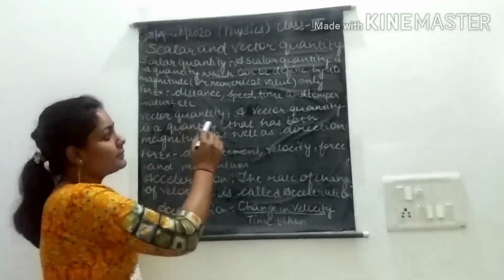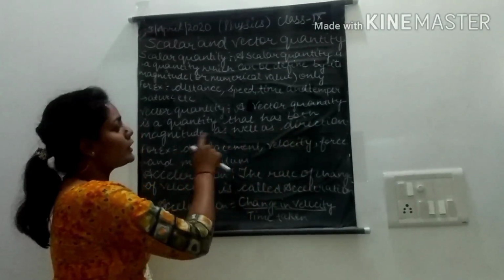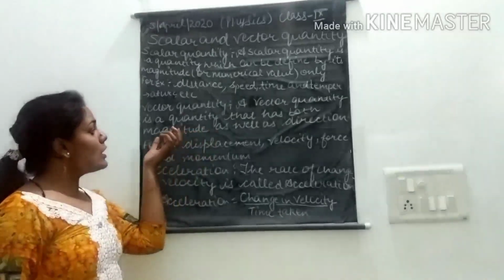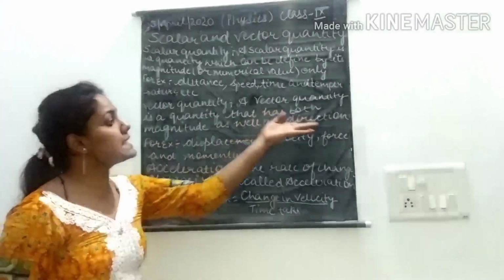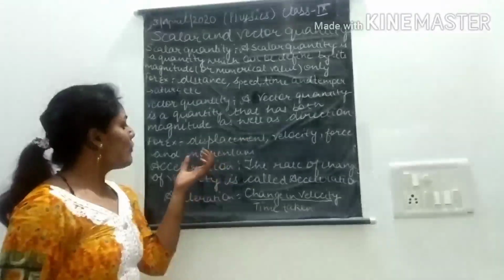Vector quantity. A vector quantity is the quantity that has both magnitude as well as direction. These are the quantities in which we always see the magnitude as well as direction. This is like displacement, velocity, force and momentum.